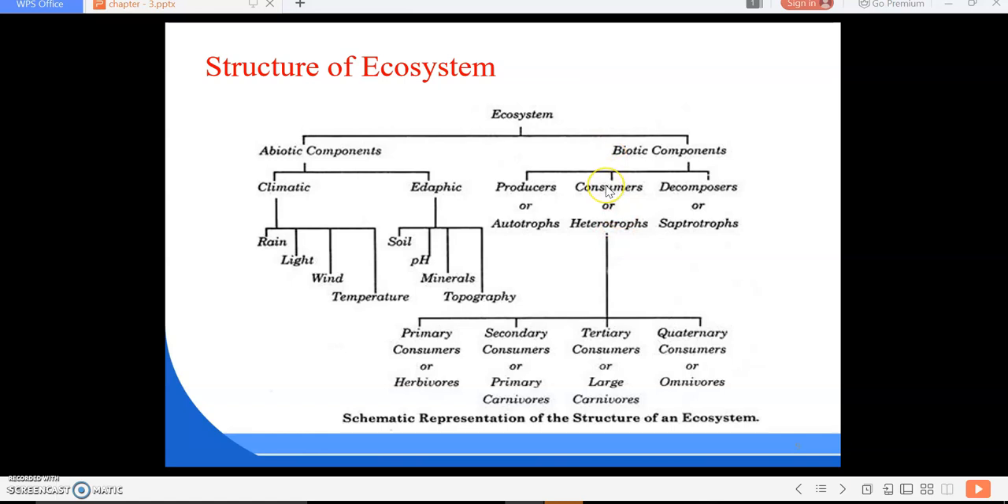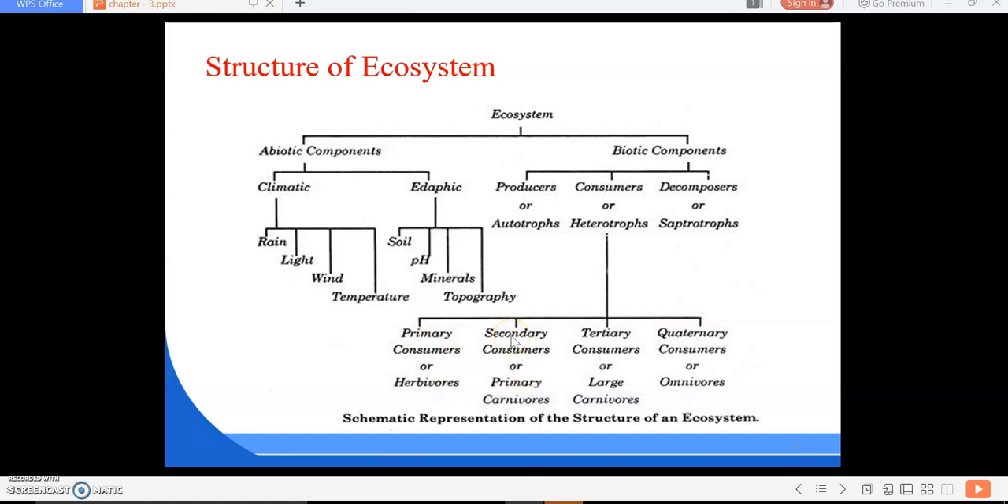So mainly the biotic components are divided into three: first producer, second consumer, third decomposer. Again, the consumer is divided into four. First is the primary consumer or herbivores.